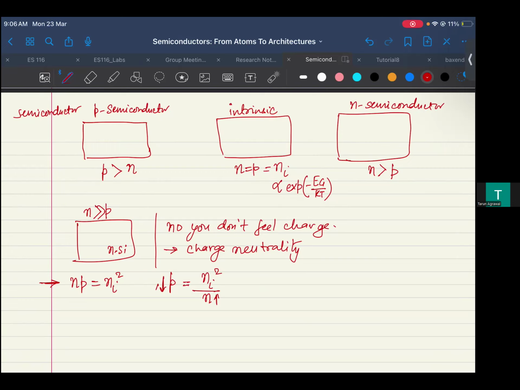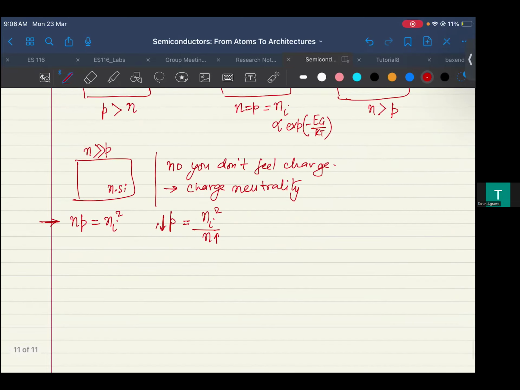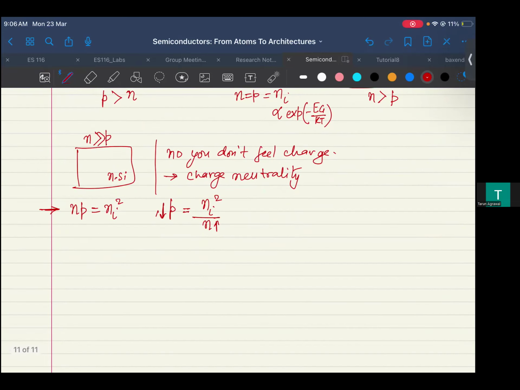So N and P are two different charges. What are the other charges which are happening in this? This is what we are going to talk about in another video, where we talk about the doping in the semiconductor. For now, today, we are going to discuss a very important topic: how can I utilize these semiconductors? It is good that I have charge in the semiconductor.